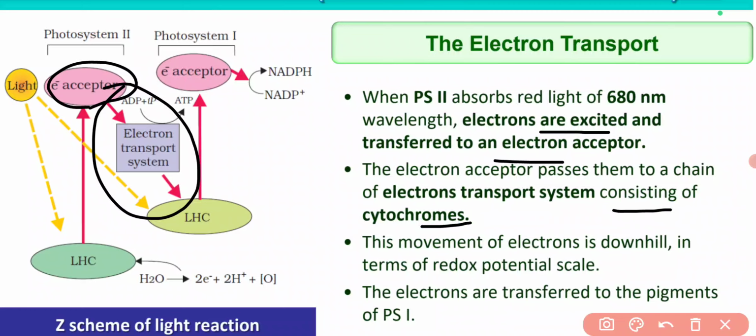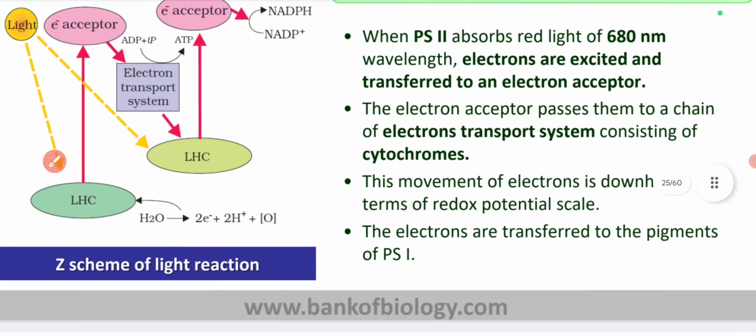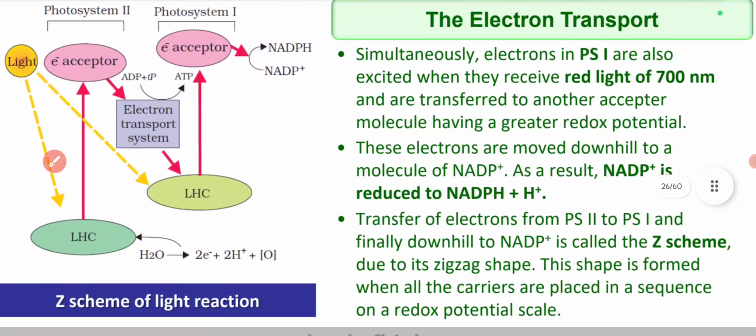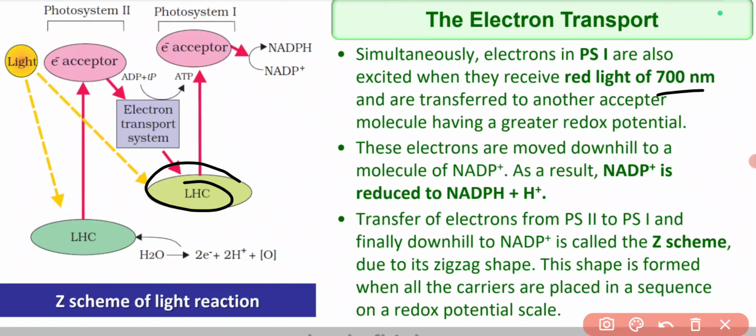This movement of electrons is downhill in terms of redox potential scale. The electrons are transferred to the pigment of PS1. Then the electrons are transferred to the pigments of the PS1 light harvesting complex. Next, simultaneously, electrons in PS1 are also excited when they receive red light of 700 nanometer and are transferred to another acceptor molecule having a greater redox potential. So when the 700 nanometer light comes, PS1 electrons are excited, and they transfer to another electron acceptor.